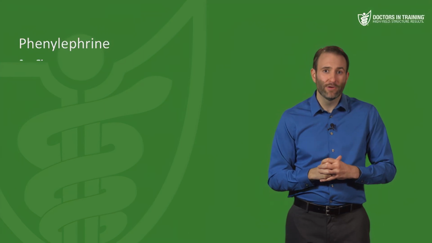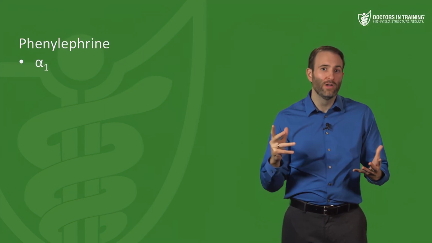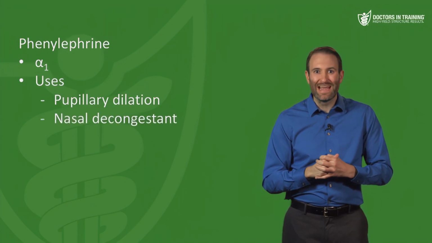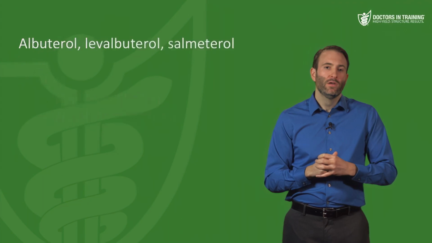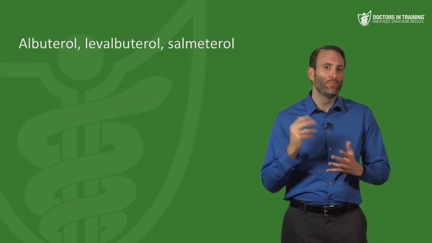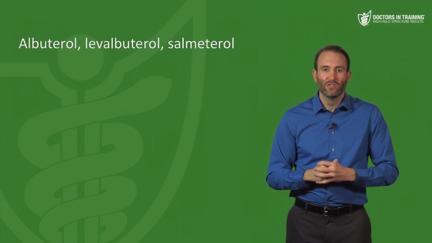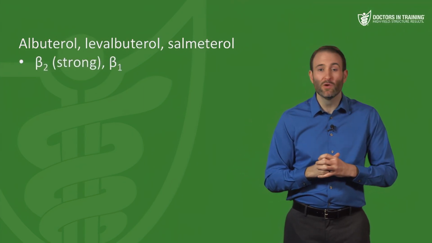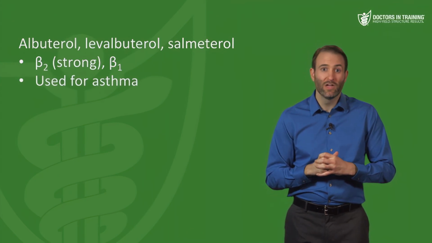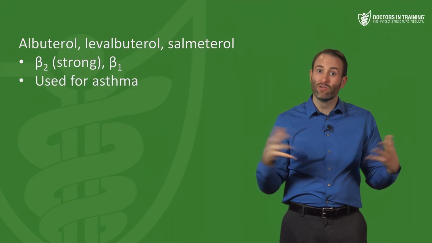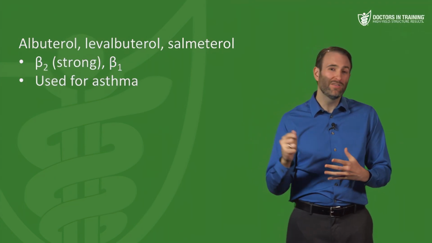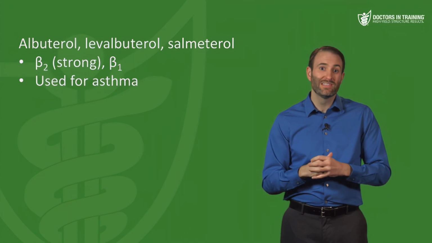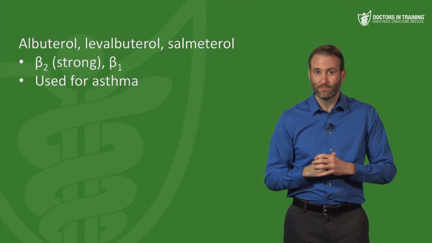Next, we have phenylephrine. Phenylephrine causes strong alpha 1 stimulation. This is used for pupillary dilation, and is very commonly used as a nasal decongestant. Next, we're getting into some inhaled products, so albuterol, levalbuterol, salmeterol. These have strong beta 2 stimulation, maybe just a little bit of beta 1 as well. These are used mostly as inhaled drugs for asthma. Because of their beta 2 stimulation, they cause bronchodilation. That's exactly what you want. Now, because of that slight beta 1 activity, patients will often get some tachycardia, though this is less pronounced in levalbuterol.